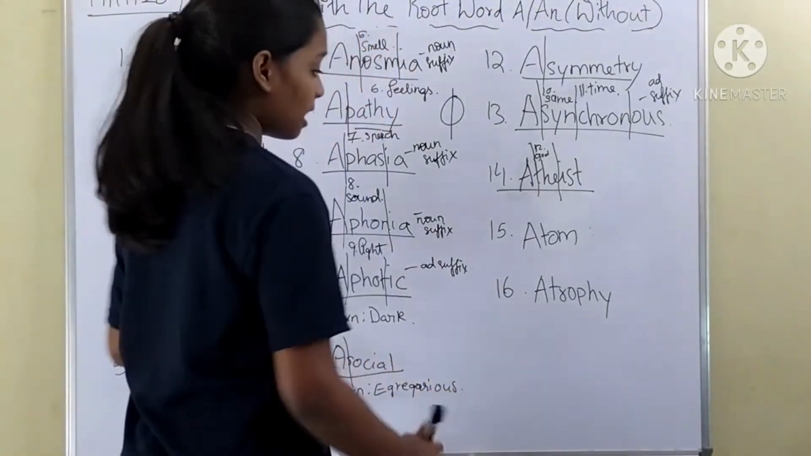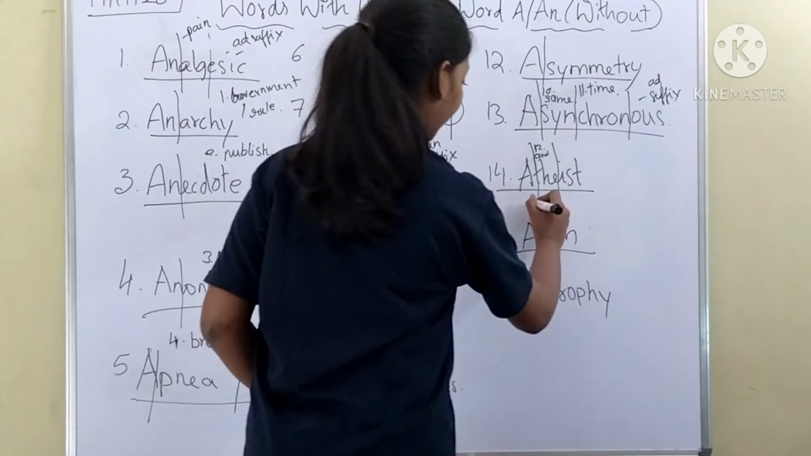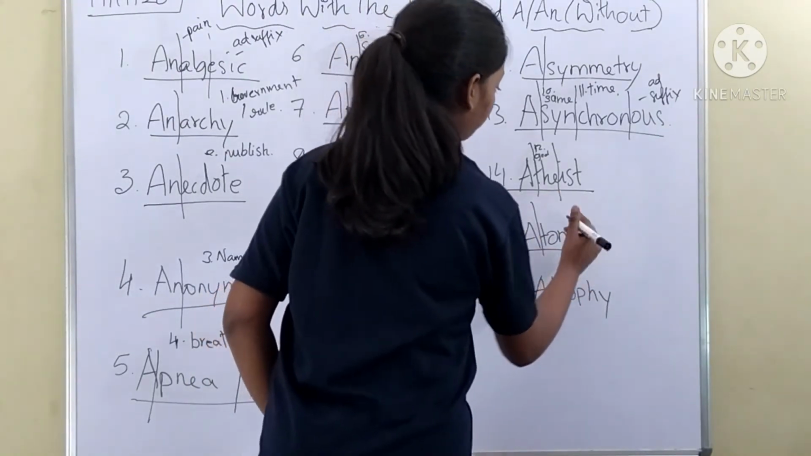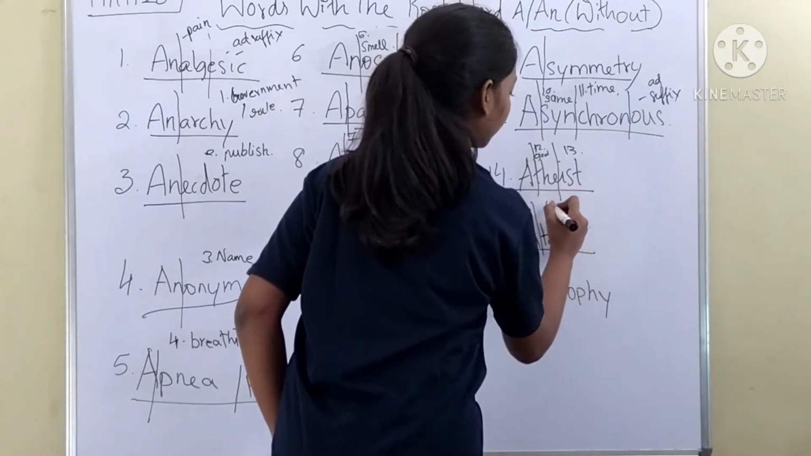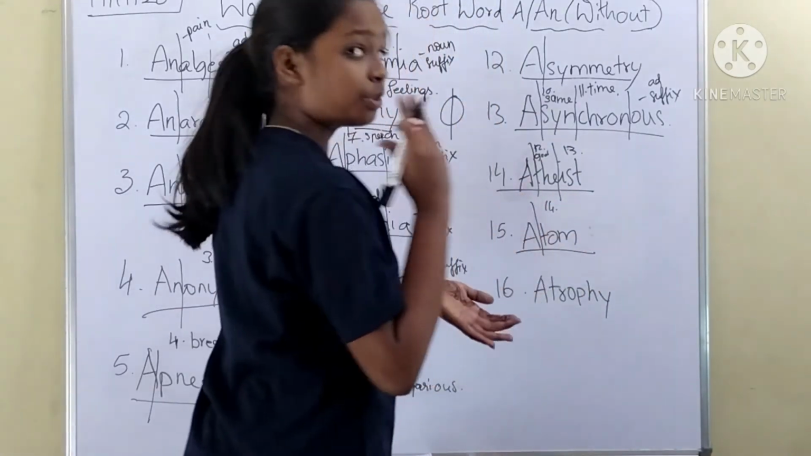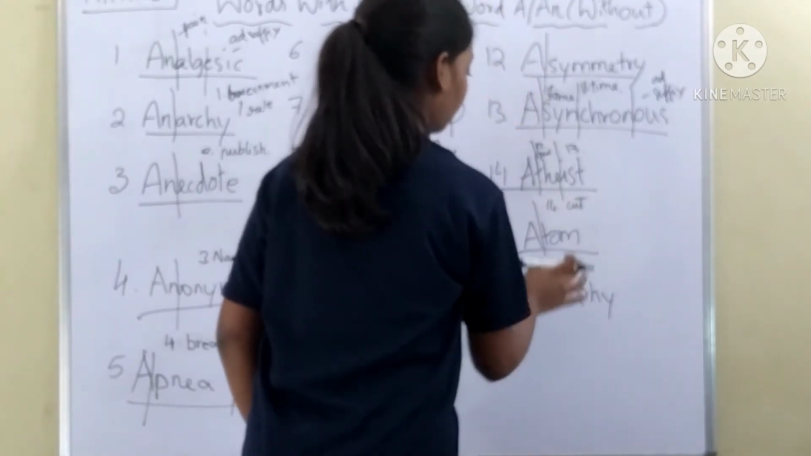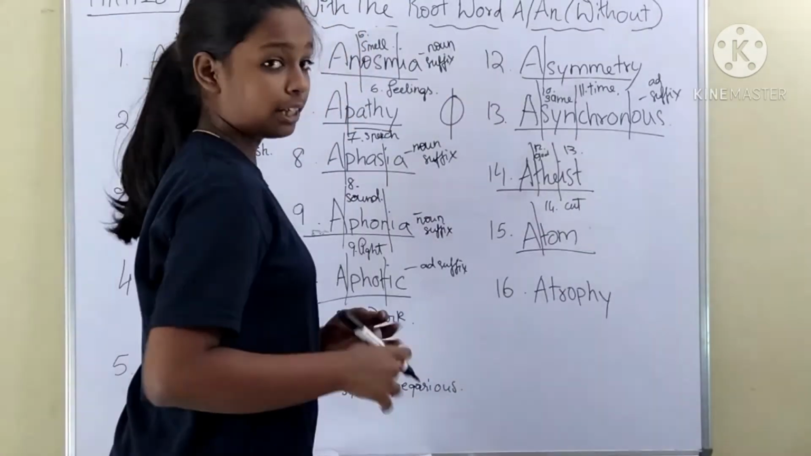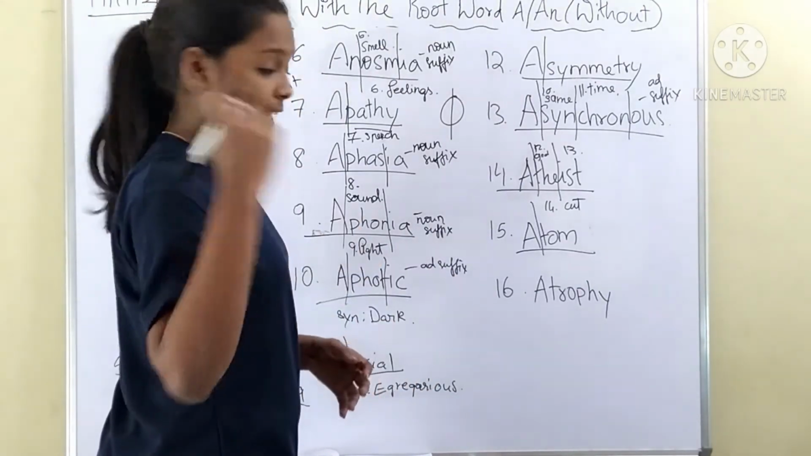The next word is atom. Atom has two root words in it. A means without, and tom. Tom is the 13th new root word, which means to cut. So the word means not cut, undivided.